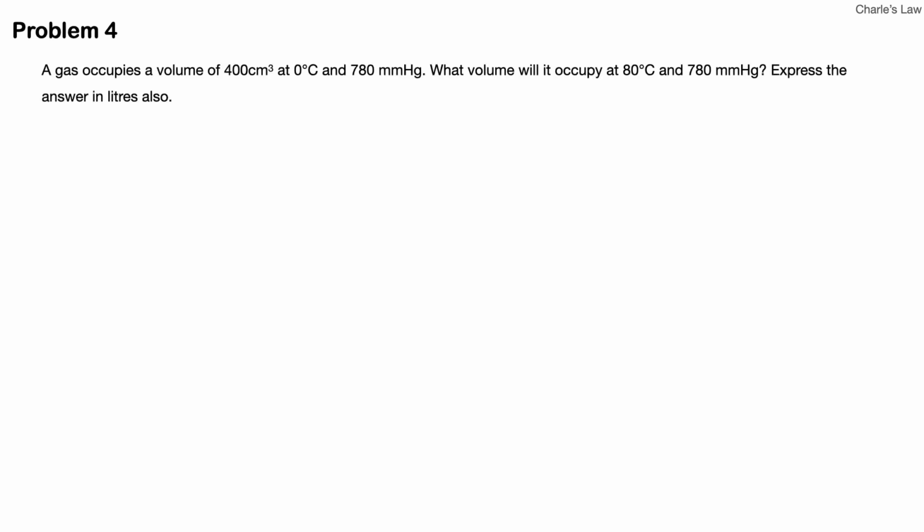Problem number 4. This is also related with Charles' law. A gas occupies a volume of 400 cubic centimeters at 0 degrees Celsius and 780 millimeters of mercury. What volume will it occupy at 80 degrees Celsius and 780 millimeters of mercury? Express the answer in liters also, which means you have to convert units as well. In the problem, the units of volume are cubic centimeters, but once you have calculated, you have to convert cubic centimeters into liters also.